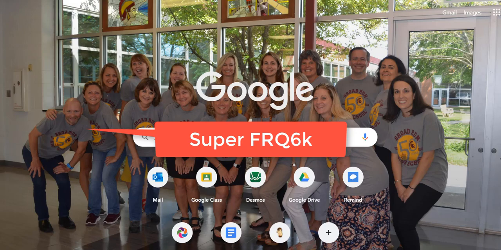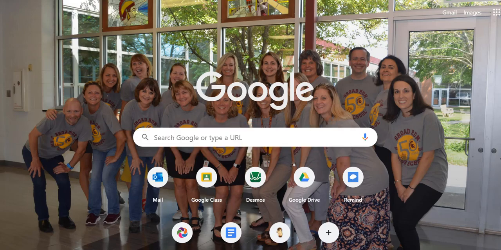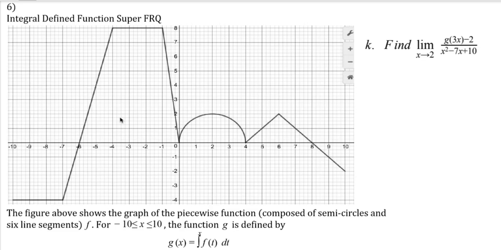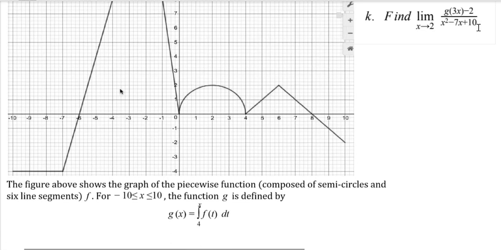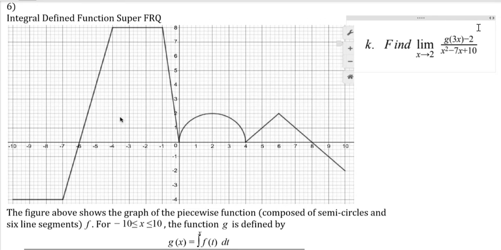We are going to take a look at Super FRQ number 6, Part K, in this video. So let's take a look at Part K. What does it ask us to do? Well, we've got our integral that's defined by this function here, g of x equals the integral from 4 to x of f of t dt, and we've got this figure, our graph here, that's made up of one semicircle and 6 line segments. And the problem we're being asked to find is a limit problem here. No big deal. Find a limit as x approaches 2.